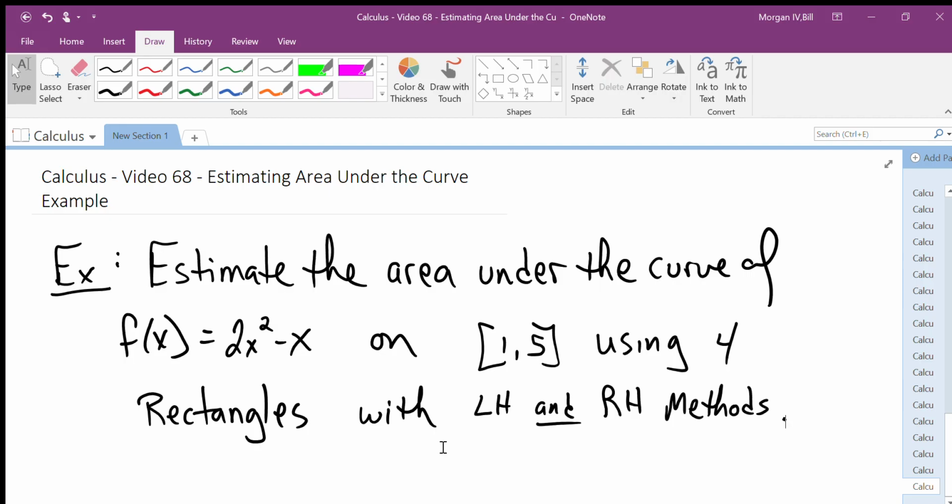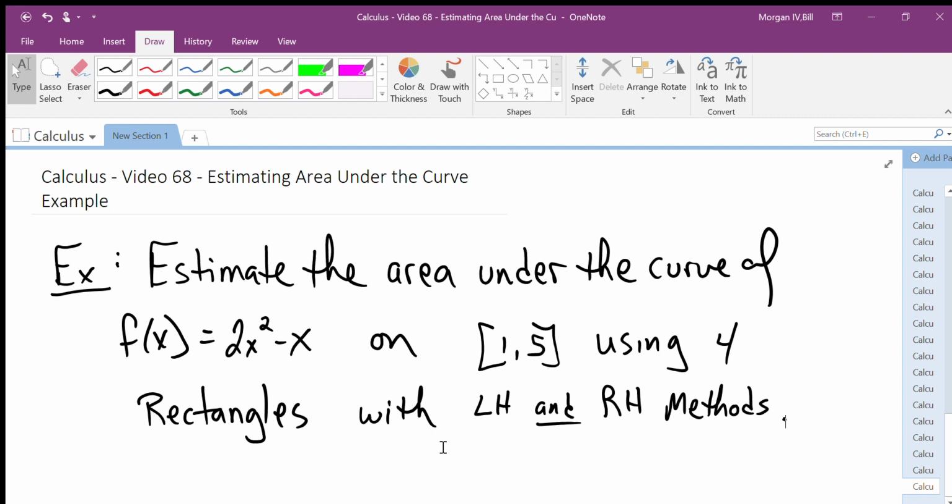In this case, f of x is equal to 2x squared minus x, a nice parabola, on the interval 1 to 5 using 4 rectangles. And let's do first the left-hand method and then the right-hand method. So we'll do both methods here.